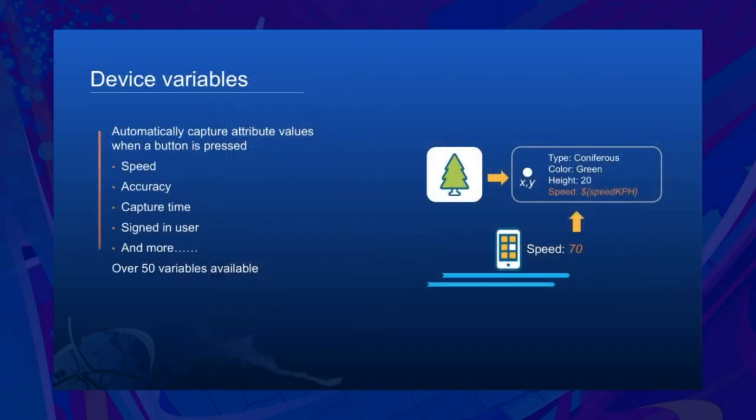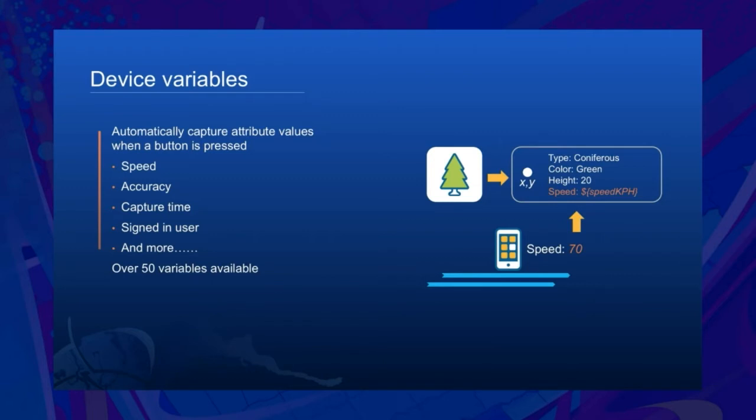In the designer, you can define what attribute values are captured when a button is pressed. These can be fixed values such as categories, user inputs, which we'll talk about in just a second, or device variables calculated when the button was pressed. Example variables include speed, direction of travel, capture time, username, but the list is growing as new functionality comes on board.